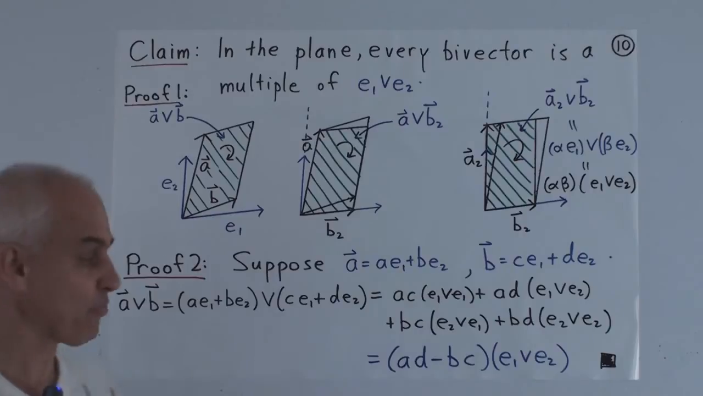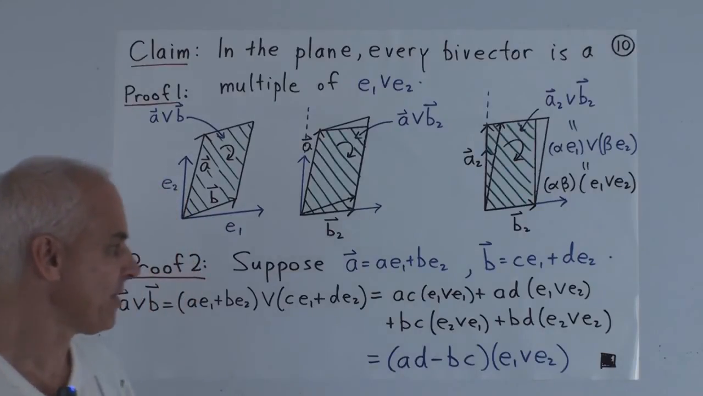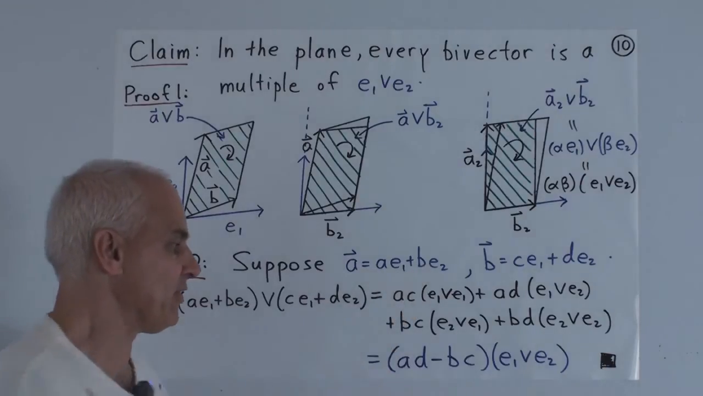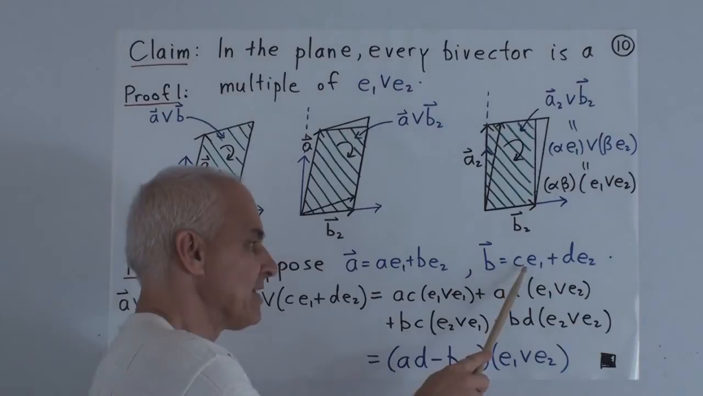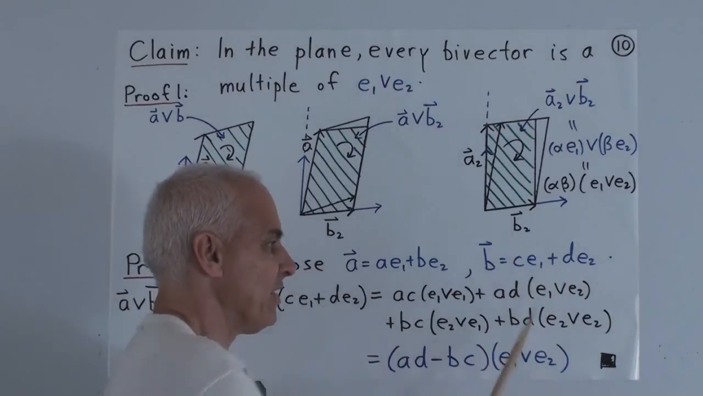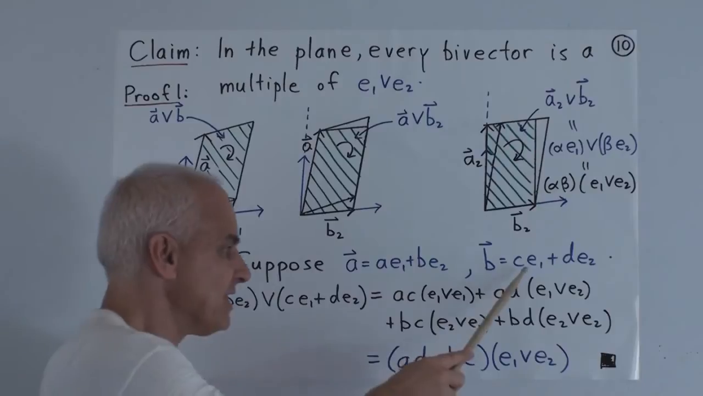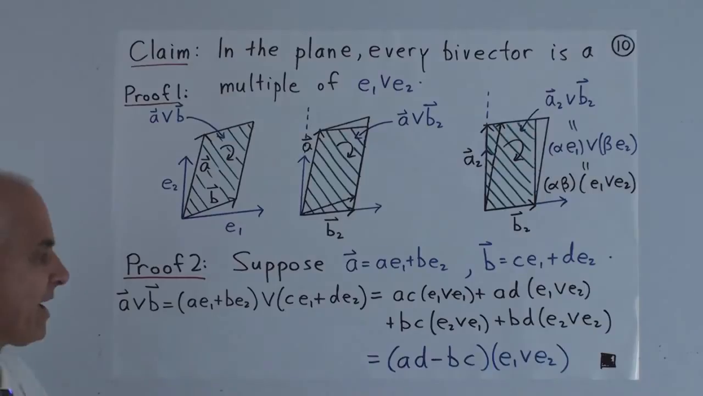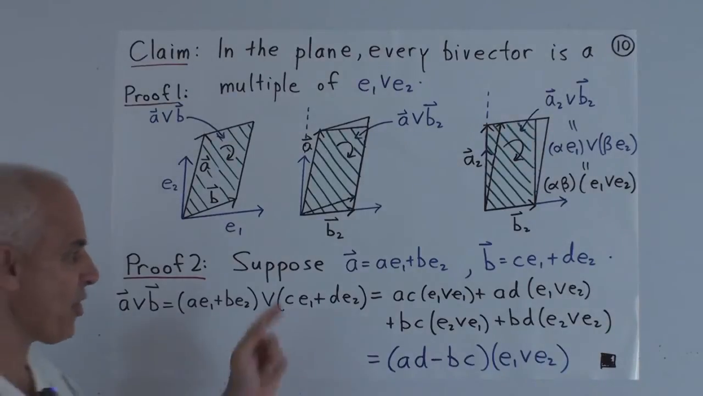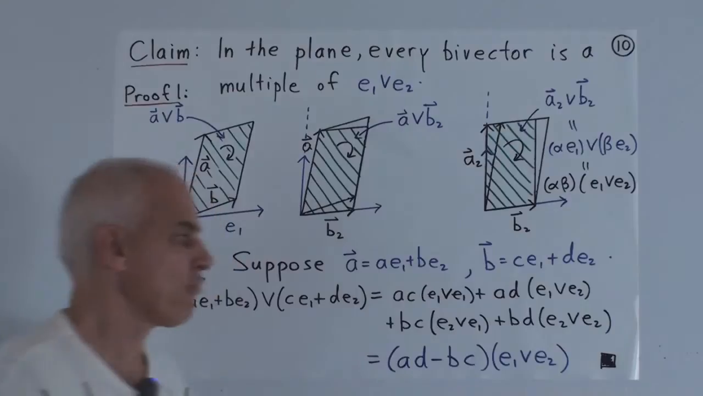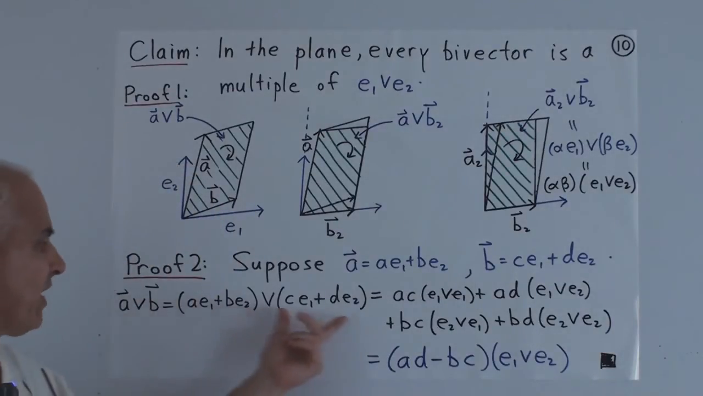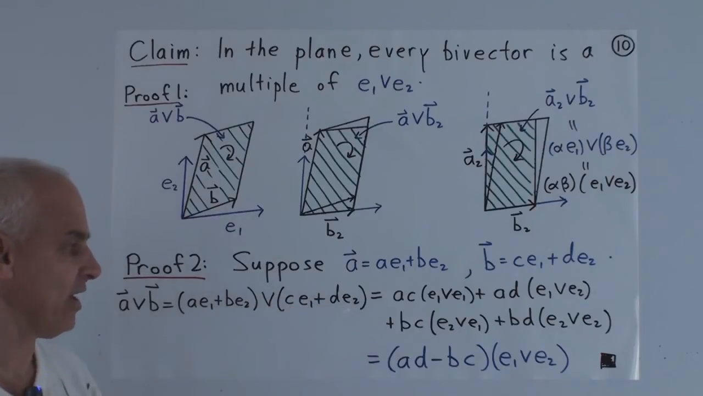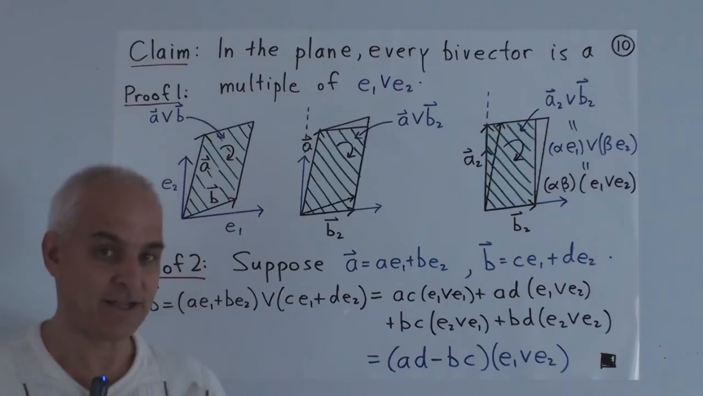Here's a completely algebraic proof of the same thing. No pictures. So we assume that our vector A is some multiple of E1 plus some multiple of E2, and our vector B is some multiple of E1 plus some multiple of E2. And I'm using A and B and C and D for these coefficients, just like we have been before. And now we're going to make an important computation. We're going to compute the product in the bivector sense of these two vectors. There's (AE1 + BE2) wedge (CE1 + DE2). And we're only allowed to use the laws that we've agreed on.